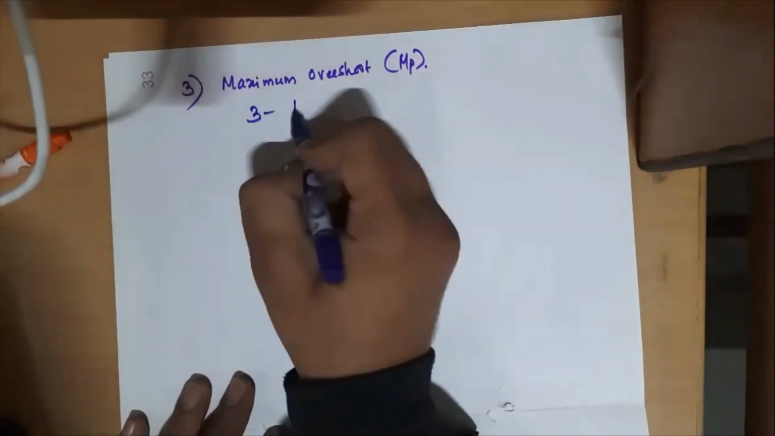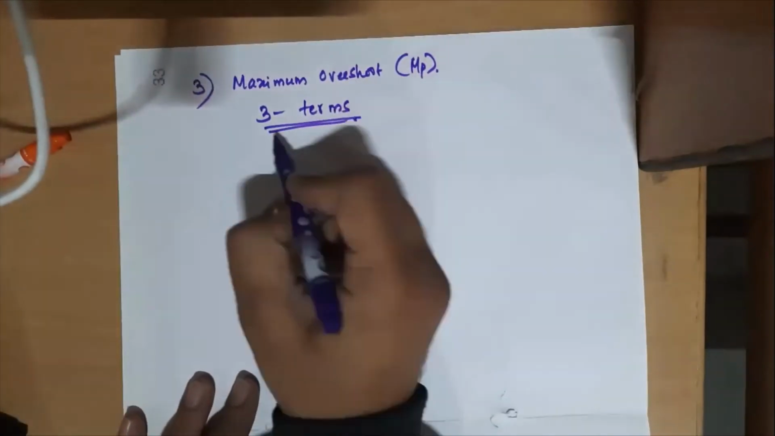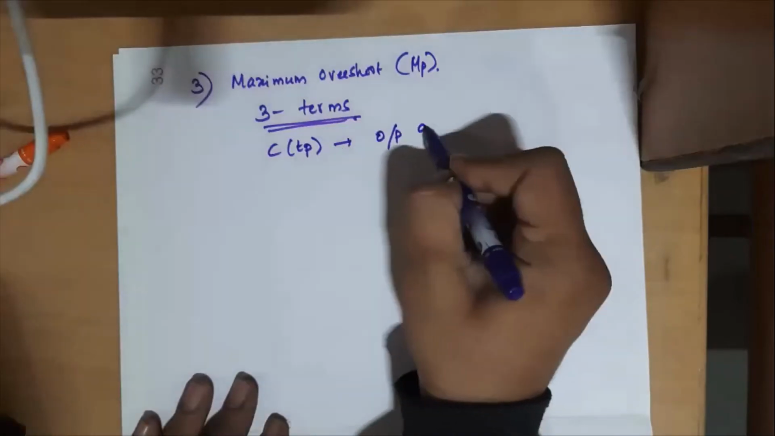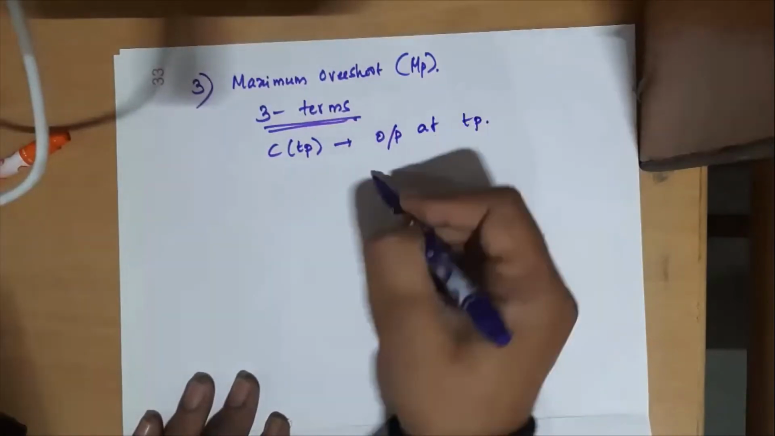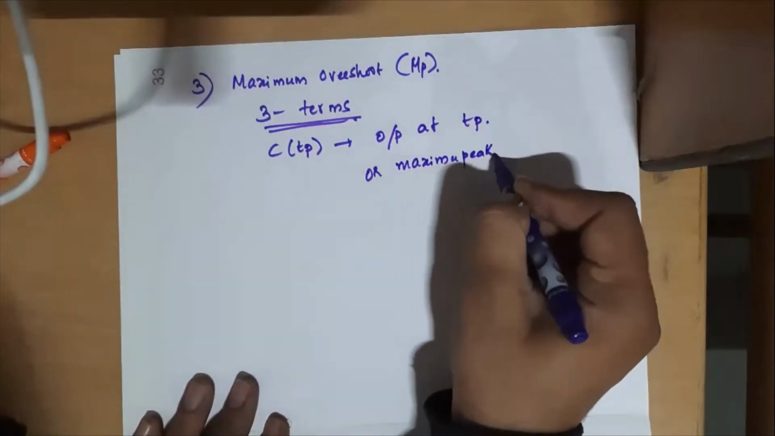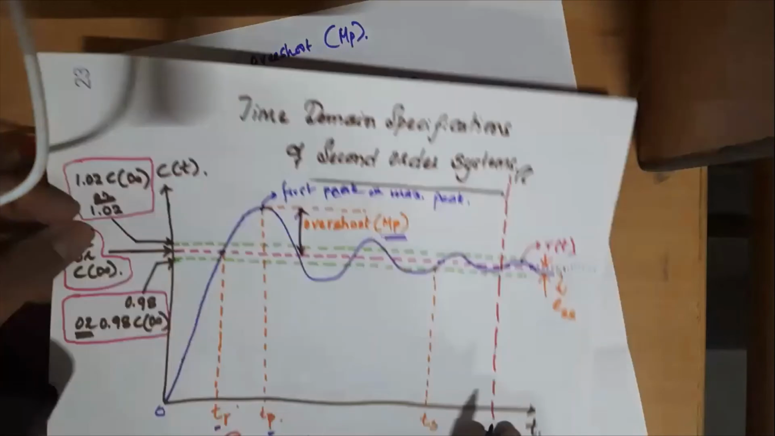Let us look at the definition. Before the definition, there are three terms you should understand. These three terms are very important. First is C of Tp. C of Tp represents the output at peak time, or the maximum peak value.